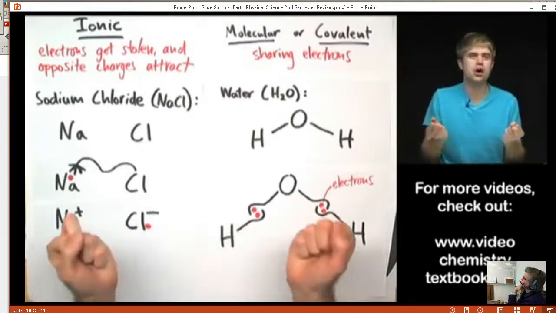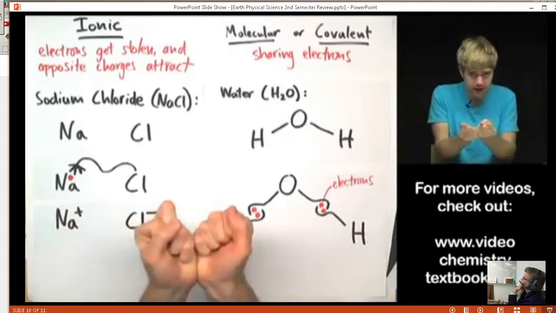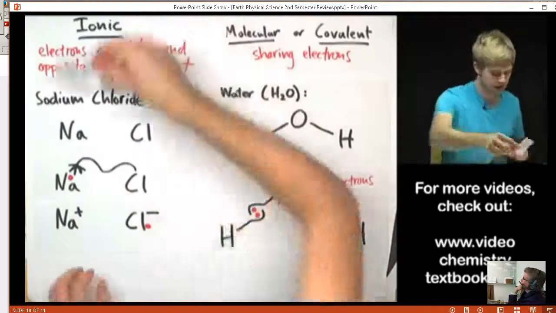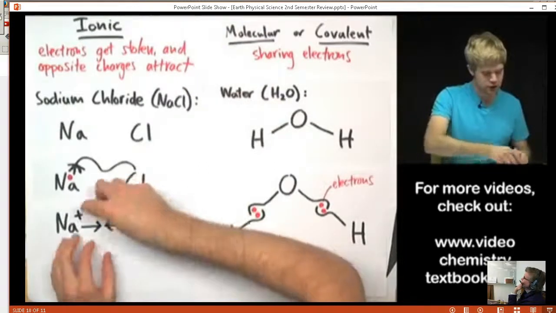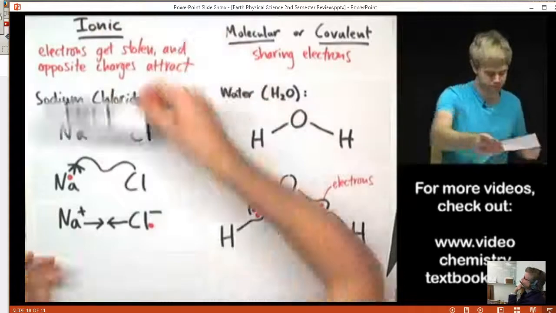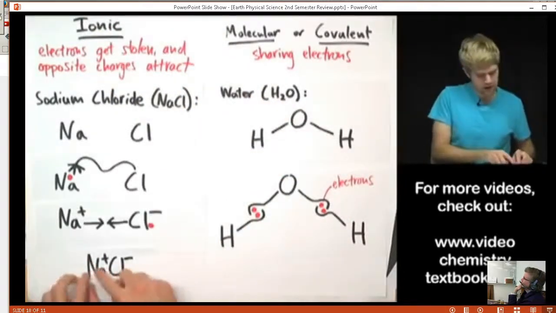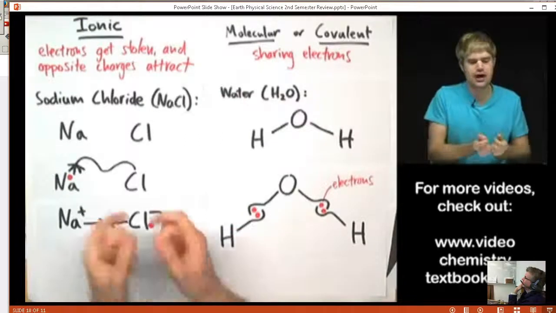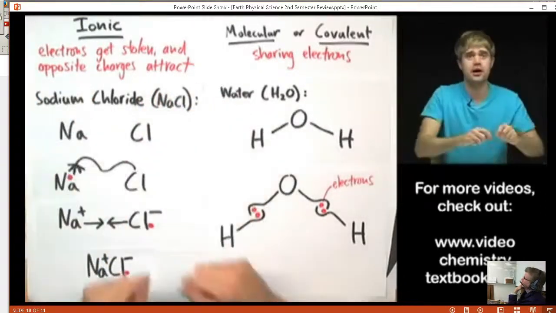What do opposite charged things like to do? They like to come together. They stick together. They're attracted to each other just like magnets. So now we have a positively charged thing and a negatively charged thing. These arrows show how they're going to come together. And we end up with the two atoms stuck together because they're oppositely charged. And that's what holds ionic compounds together.